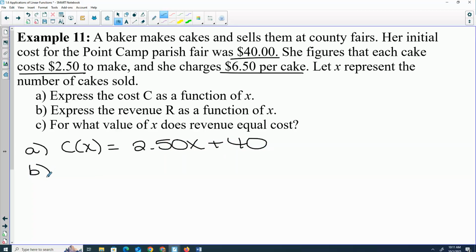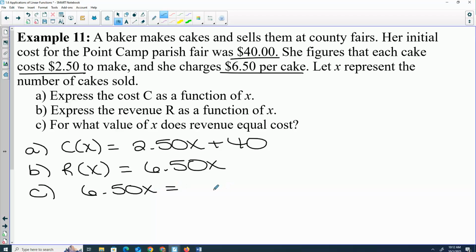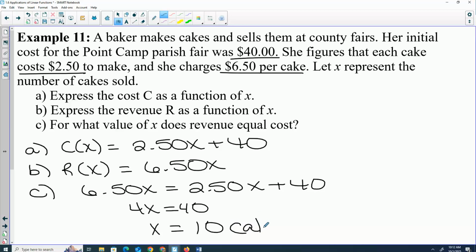All right, B, your revenue. What's revenue? How much you make per cake? And we are making $6.50 per cake, so $6.50 times number of cakes. If revenue is equal to cost, so 6.50x is equal to 2.50x plus 40. So x is 10 cakes. That's our break-even point.